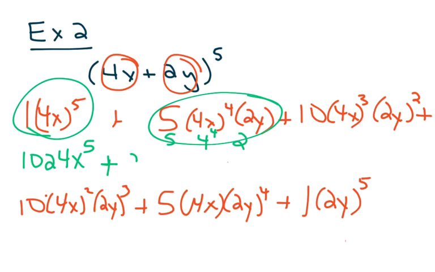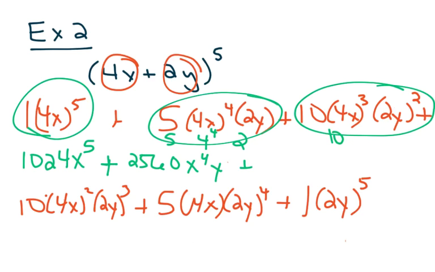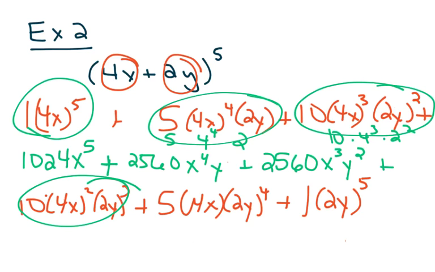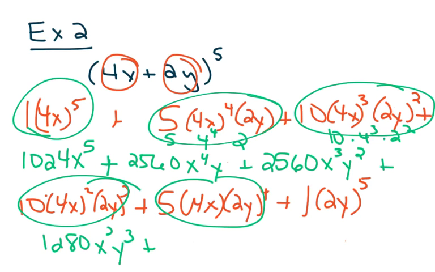So you get 2560 x to the 4th y, plus, in this one, you're going to multiply 10 times 4 to the 3rd times 2 squared, which is also 2560 x to the 3rd y to the 2nd, plus this one you're going to multiply 10 times 4 squared times 2 to the 3rd, which is 1280 x squared y to the third, plus this one you're going to multiply 5 times 4 times 2 to the fourth, which is going to be 320.